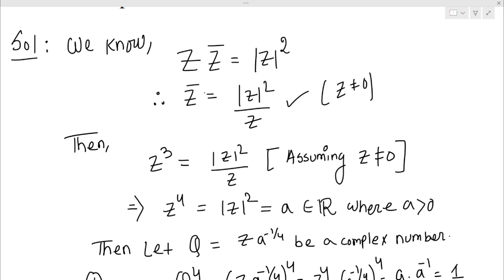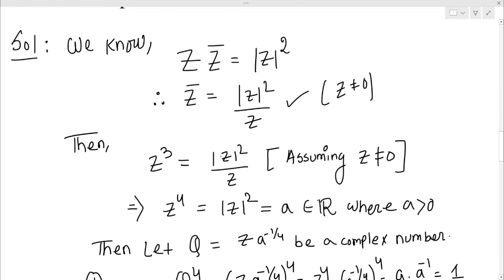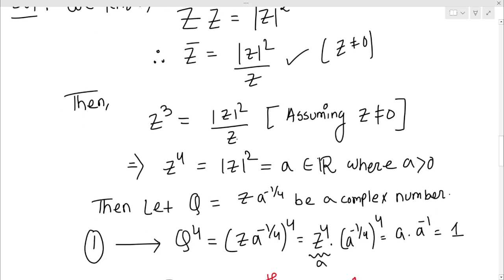Now then, from the equation that we were given, z cube equals z bar, we can simply put z bar as mod z square by z and then multiply by z on both sides to get z to the power 4 equals mod z whole square, which is a real number. Let's call it a, where of course a is greater than 0, since mod z whole square is greater than 0. See how I am exploiting the fact that mod z whole square is nothing but a real number.